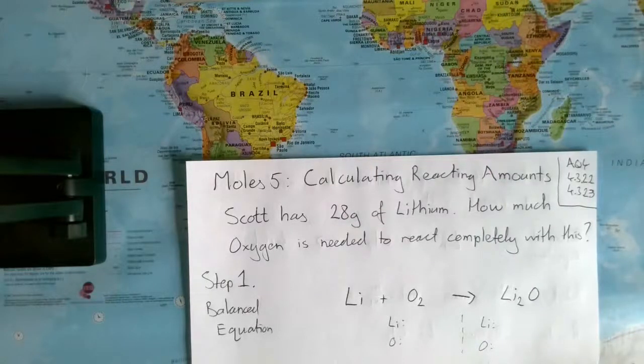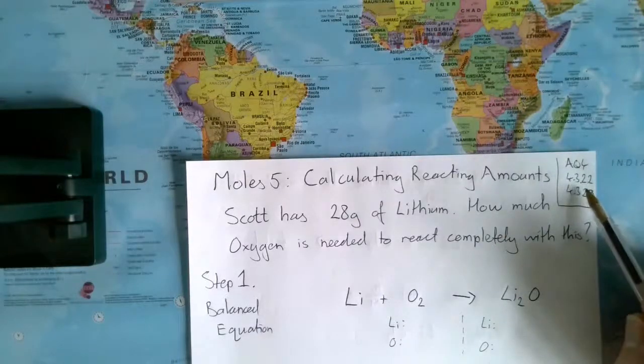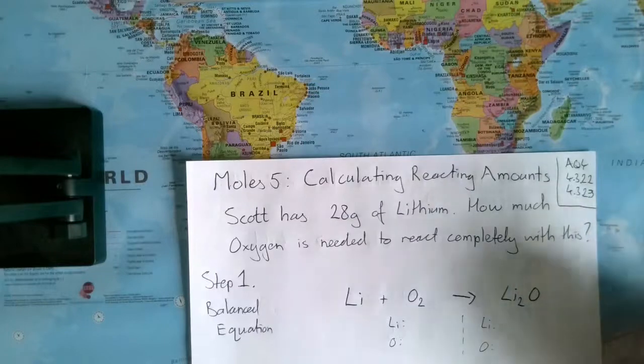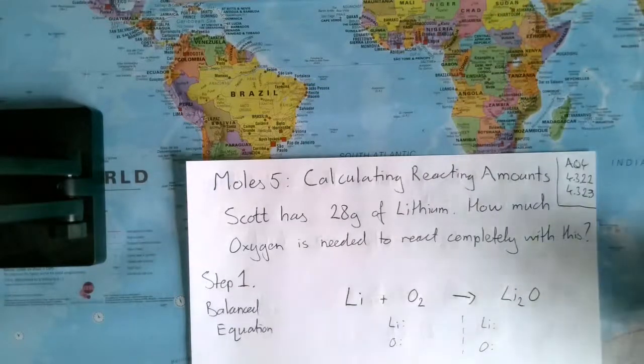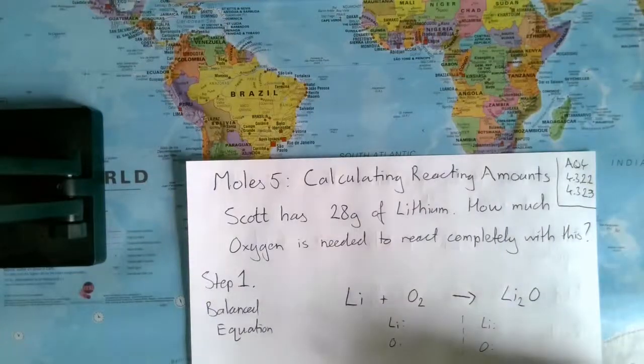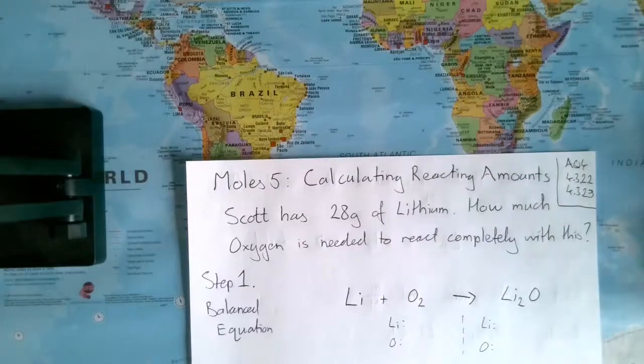Hello, this is Moles video 5, and this one's about calculating the reacting amounts. This ties in with the AQA specifications 4.3.2.2 and 4.3.2.3, and this is where you might be asked by the examiners to work out how much of one chemical reacts with how much of the other chemical in the equation.